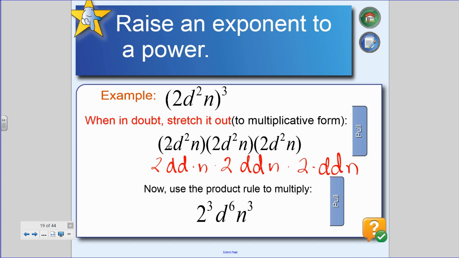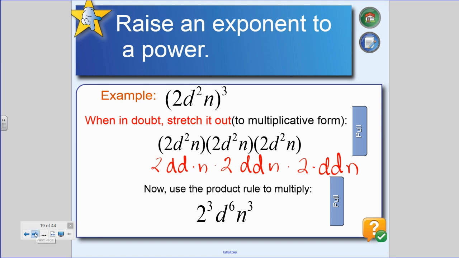At this point, I can use the product rule to multiply. So if I had a monomial with variables and exponents on the inside and I'm raising it to a power, you could, when in doubt, stretch it out into multiplicative form. You've got 3 powers of 2, you've got 3 powers of d squared, and that ended up being d to the 6th, and you've got 3 powers of n. So my final answer was 2 to the 3rd, or 8, d to the 6th, and n to the 3rd.